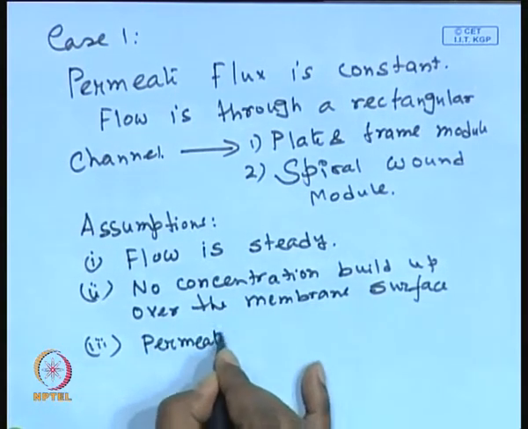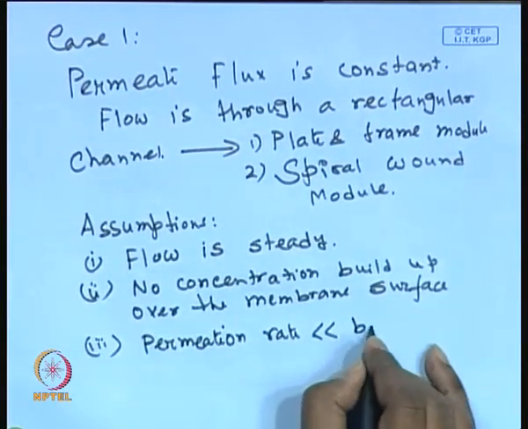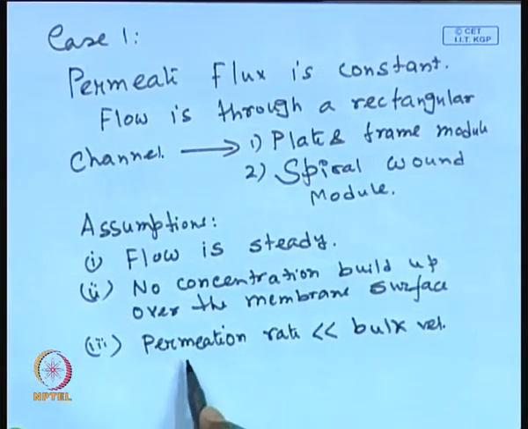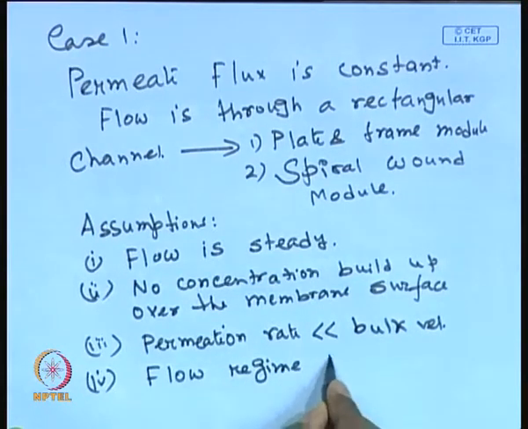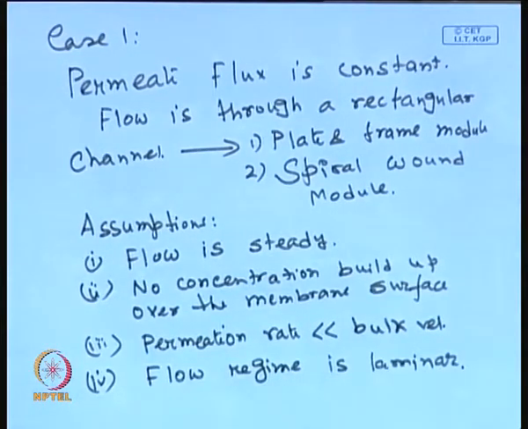Permeation rate is much less than the bulk velocity. That means if your bulk velocity is around 1 meter per second, the permeate velocity will be on the order of 10 to the minus 6 meter per second. So, that is what really happens there, and the flow regime is laminar. At the end of this exercise, we will look at how the flow regime will change, or how the governing equations will change once you change the flow regime from laminar to turbulent.